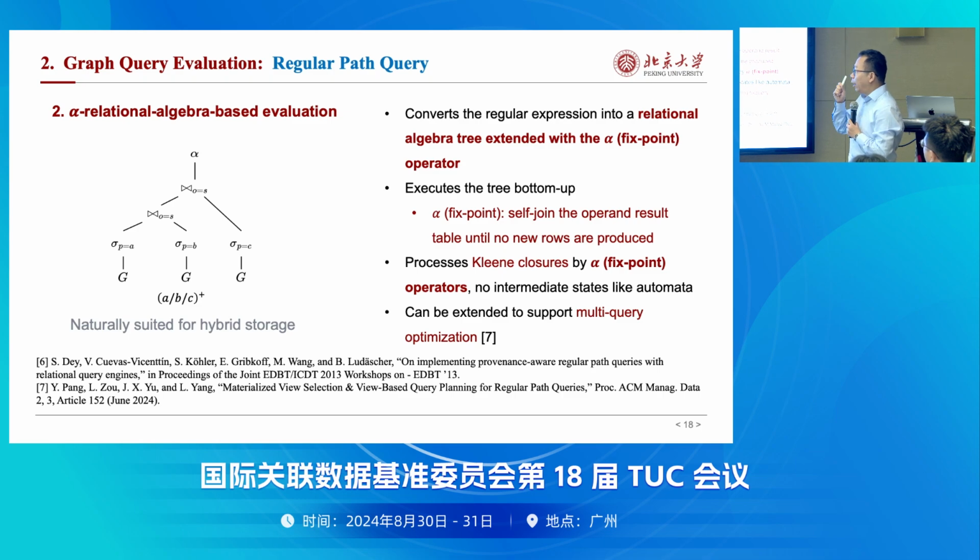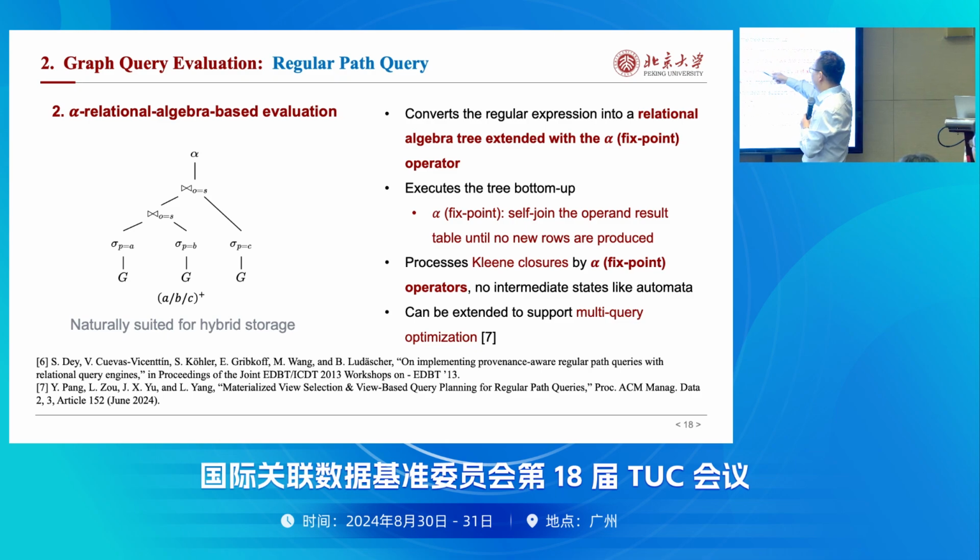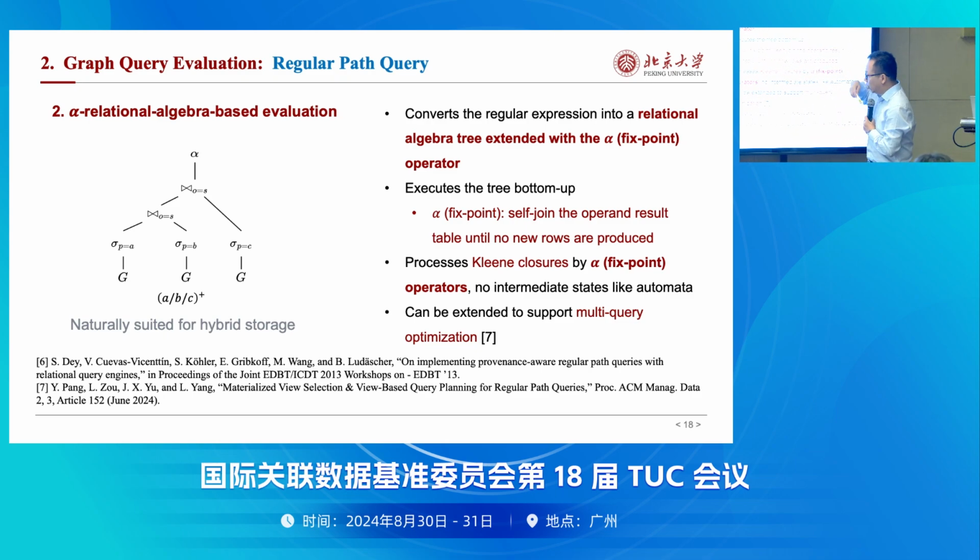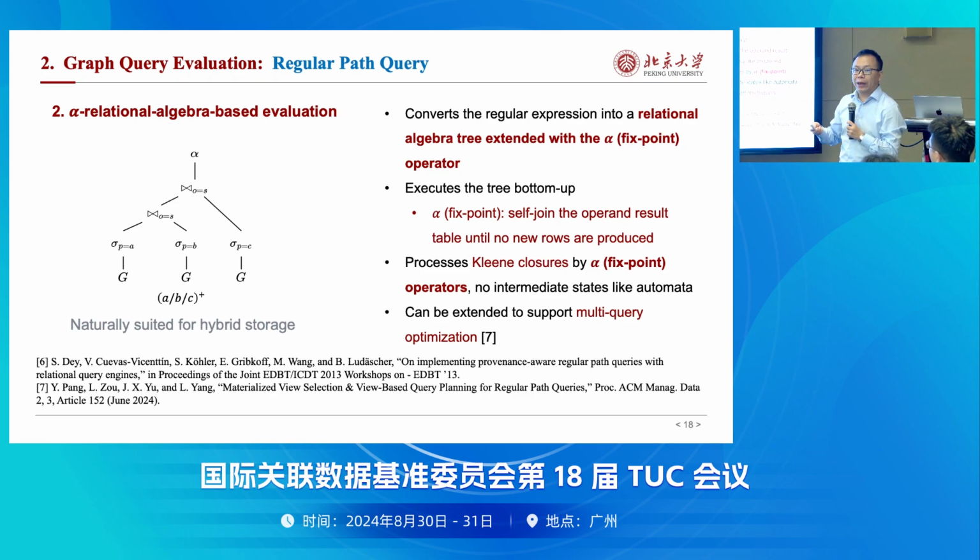The second one is a relational algebra-based evaluation. We can extend it with an alpha operator. With the alpha operator, we call it a fixed point. It means we can do the join or self-join over the intermediate results until no new rows are generated. We can extend traditional relational algebra to support the regular path query. This is the second planning method for the RPQ query.